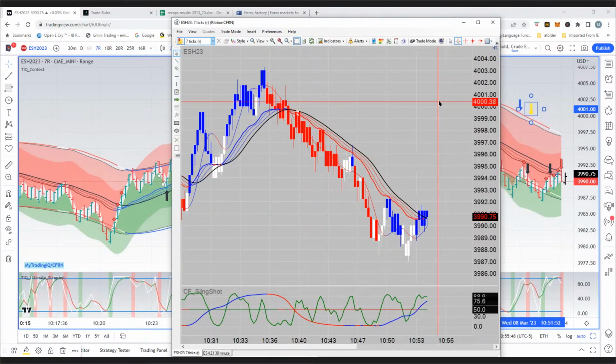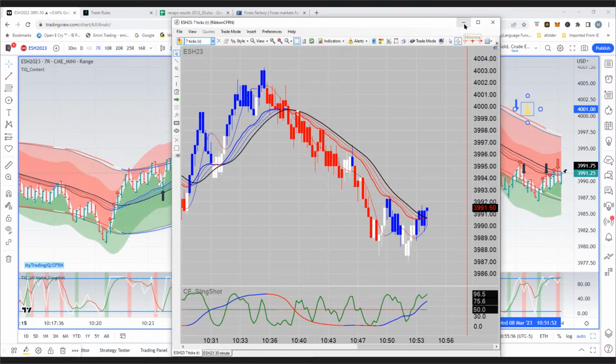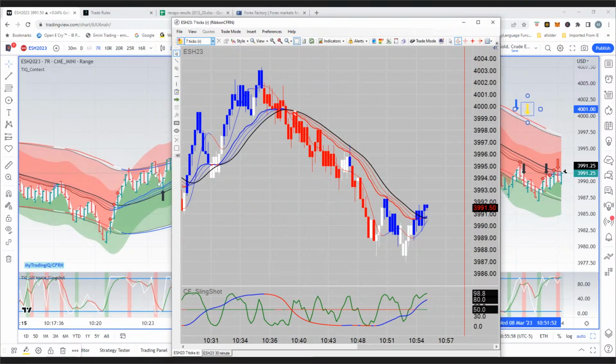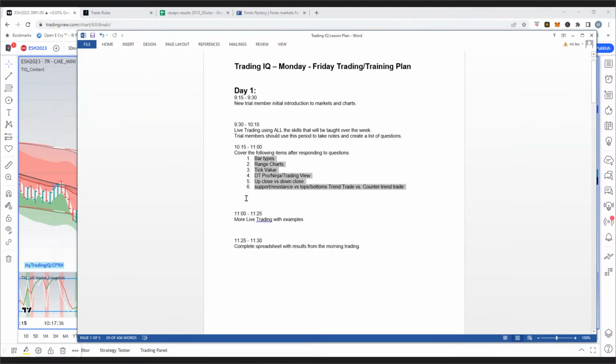So that's why I use range bars. That was bar types, okay? That was from day one. That's why I use range bars in here. Let me go look at the lesson plan again. Okay, let me minimize this.